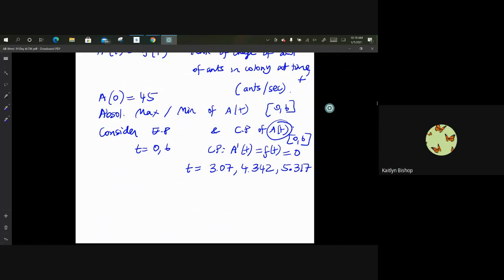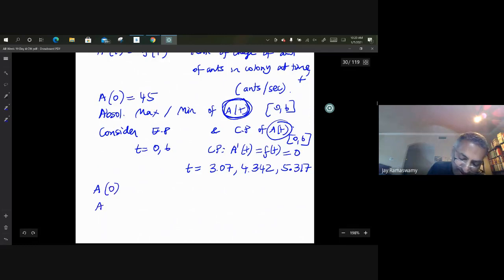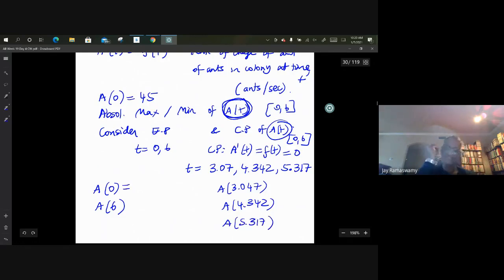Should we evaluate the function? Okay, for the weaker kids, we're evaluating A of t. Is that clear? It says max and min of A of t. So watch. We need A of 0, A of 6, A of 3.047, A of 4.342. Relax, it takes 30 seconds. Desmos does all the work for you. And then we'll write a conclusion. Make a note. We'll make a conclusion as an absolute max. We don't have time to do it, but we'll talk about it.